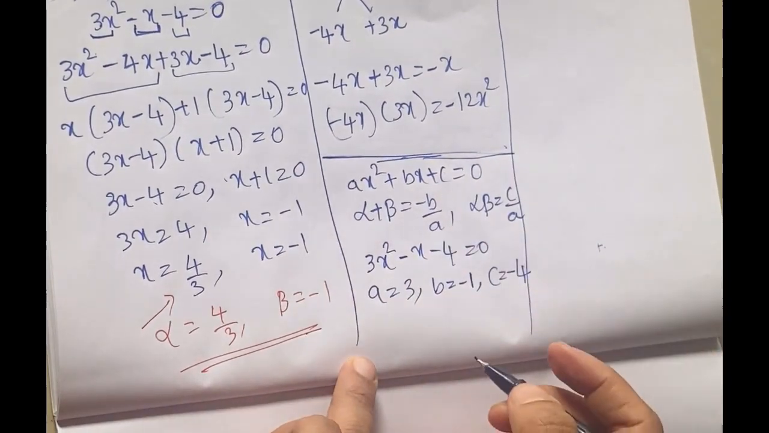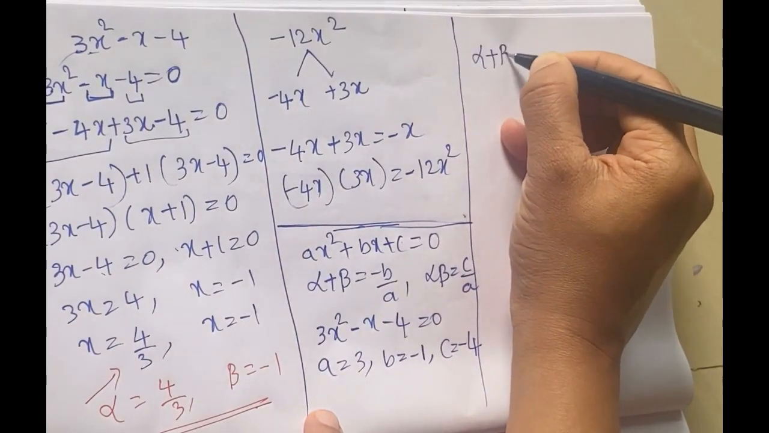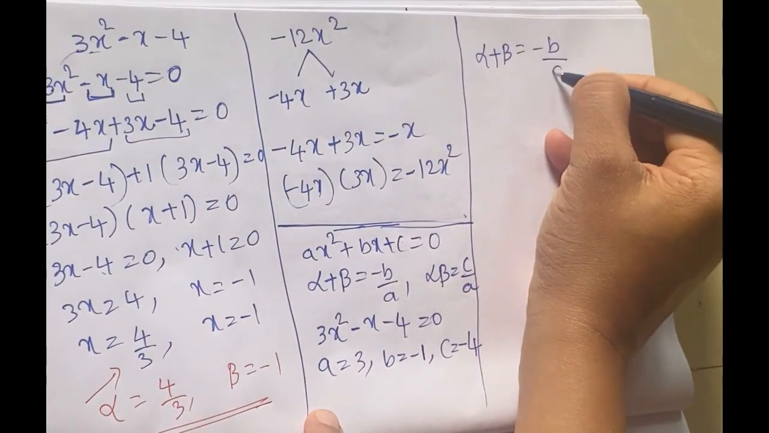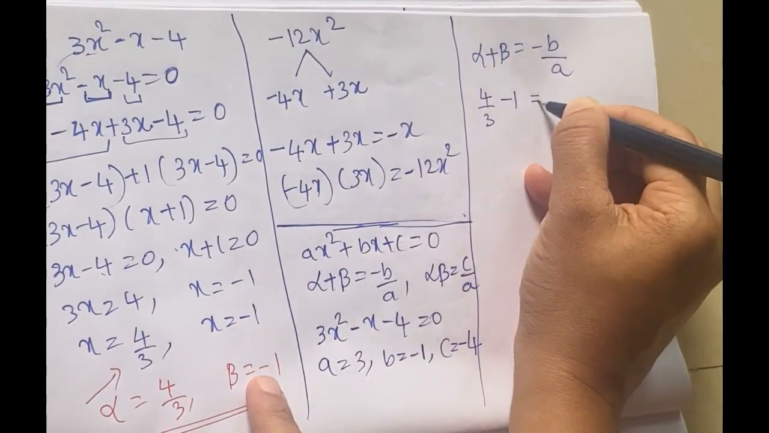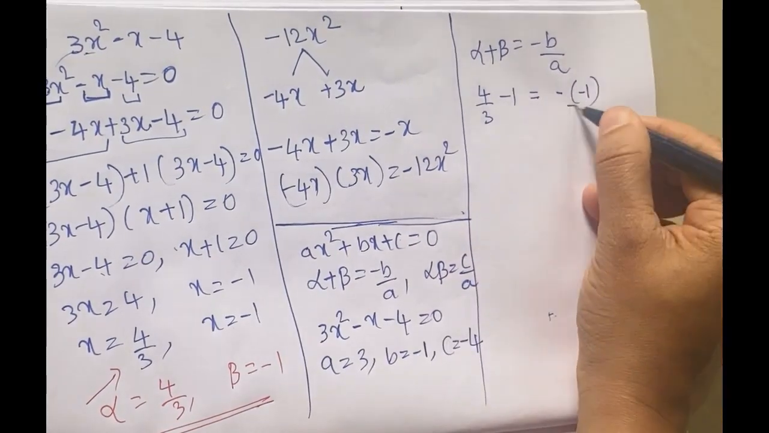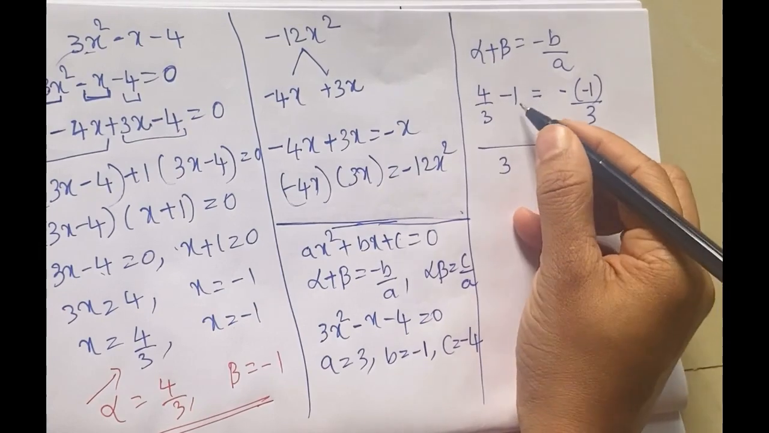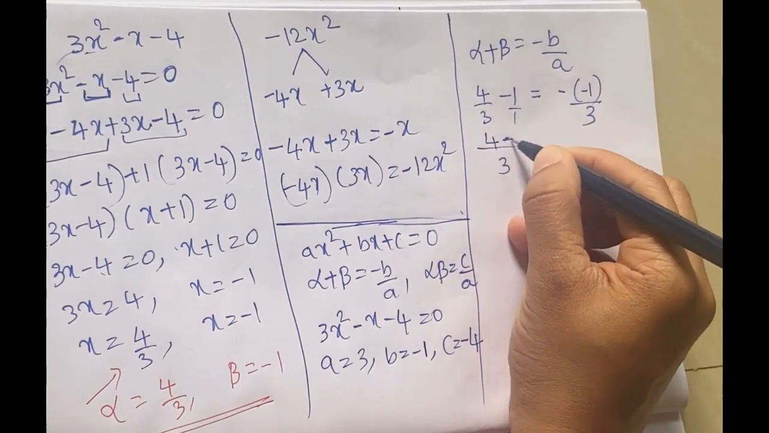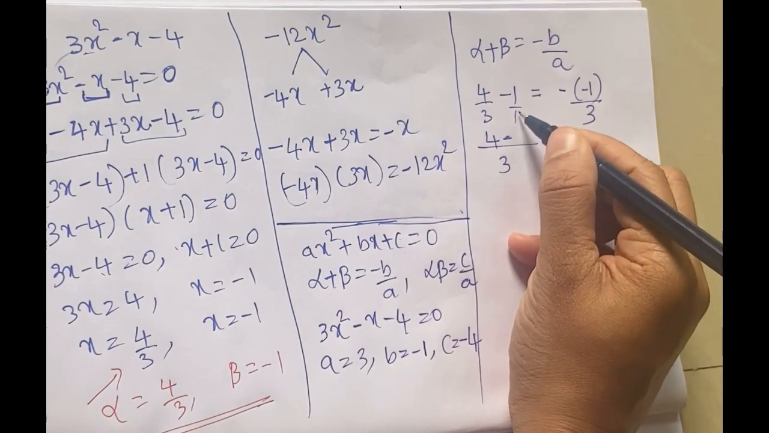C is minus 4, the coefficient. Then alpha plus beta is minus b by a. Alpha is 4 by 3, beta is minus 1, b is minus 1, a is 3. The LCM of 3 and 1 is 3. 4 minus 3 into 1: 4 into 1 is 4, and 1 into 3 is 3.